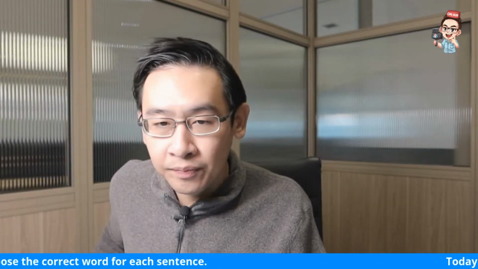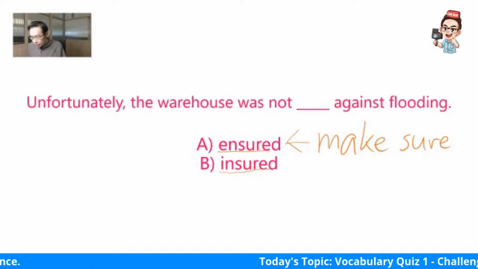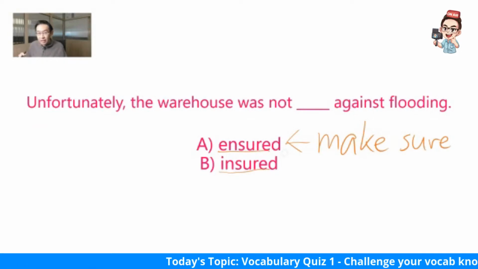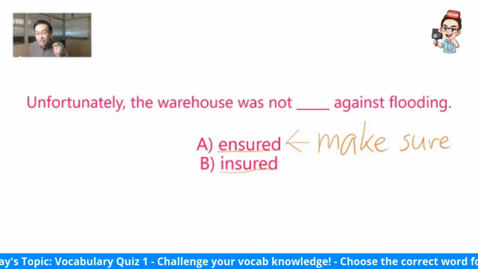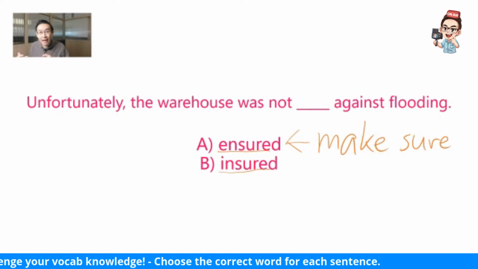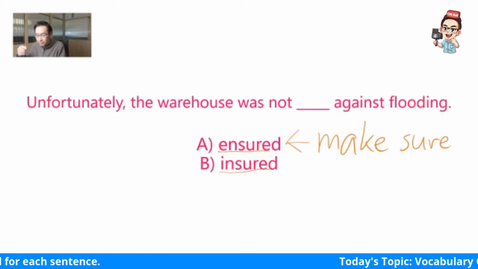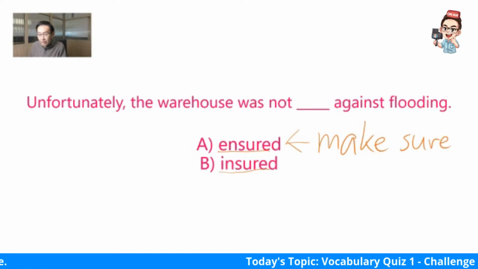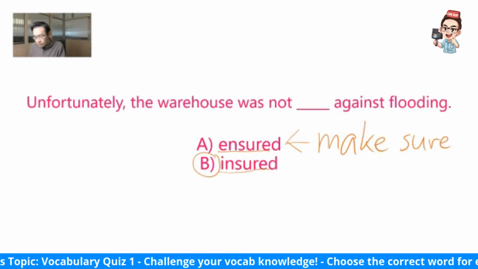Okay, so let's go back. Like what I've said, ensured is to make sure something happens correctly, while insured is to have an insurance in case something bad happens. So what do you think is the best answer to this sentence and question? Well, the correct answer is B. All right, insured.